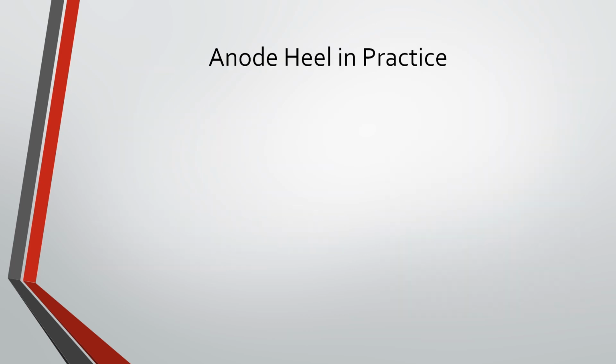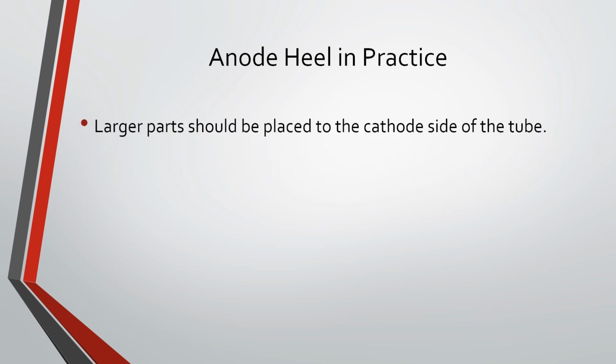With this, we'll talk about the anode heel effect in practice. We'll talk more about the anode heel effect in physics as well. But here, in practice, larger body parts should be placed towards the cathode side of the tube. So let's think about that. What did we just discuss? Why should larger body parts be placed towards the cathode side? Well, the beam is more intense on the cathode side. The part is larger, so we need more X-rays on that side to make it through the patient to the film. And the smaller part, not so much.